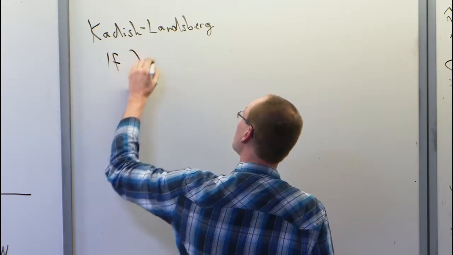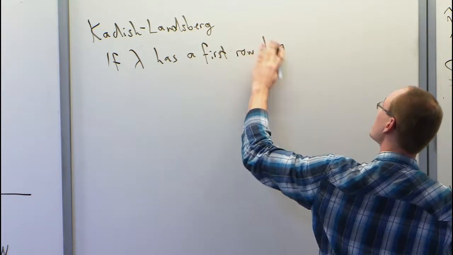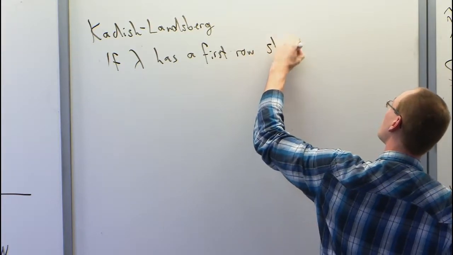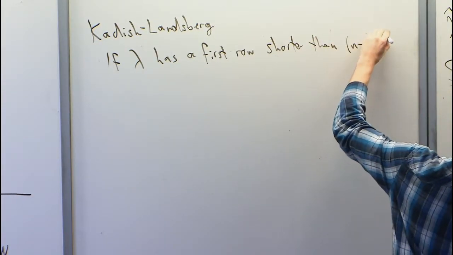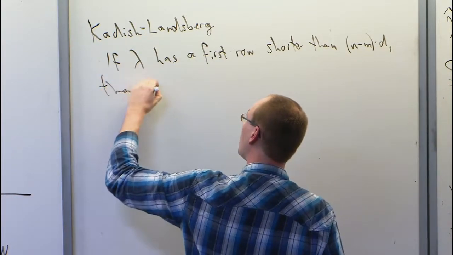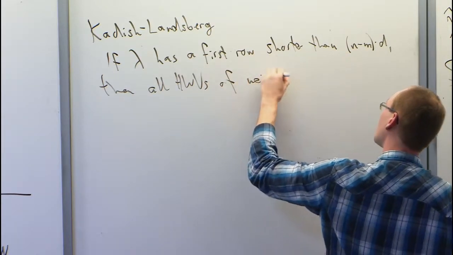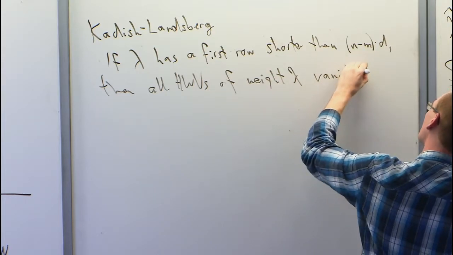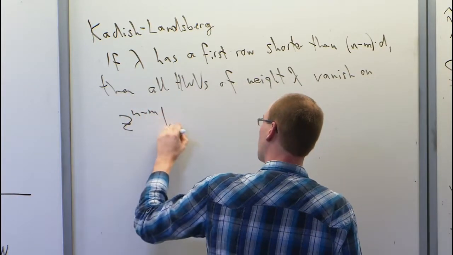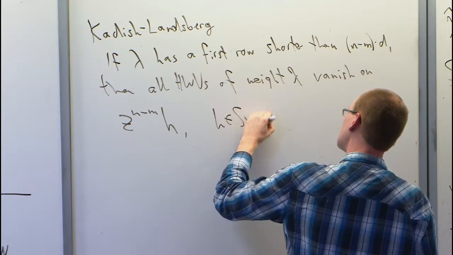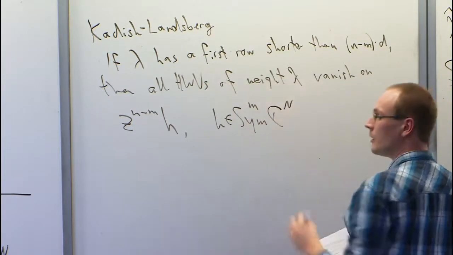If lambda has a first row shorter than n minus m times d, then all highest weight vectors of weight lambda vanish on, let me call it, z to the n minus m times some h, where h is in Sym^m C^n, maybe it doesn't matter. So does this result fall out of your scheme? Yeah, this follows now. Okay, good.